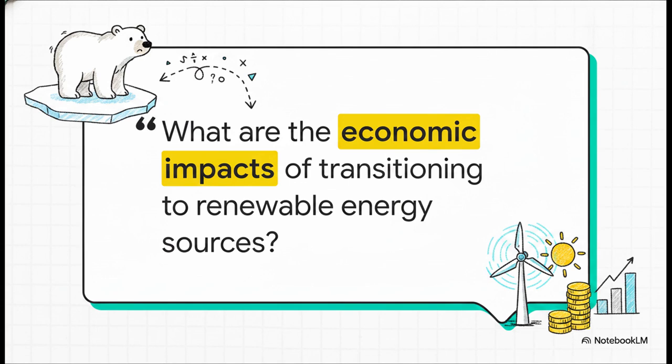Then, because it's actively punishing similarity, the algorithm needs something as mathematically far away from polar bears as possible on the graph. It selects: what are the economic impacts of transitioning to renewable energy sources? Look at how smart this is. The algorithm correctly jumped to a completely different topic, economics and energy infrastructure, to ensure maximum diversity for that initial 10% bucket. It's ensuring your AI sees the full breadth of the climate change conversation.